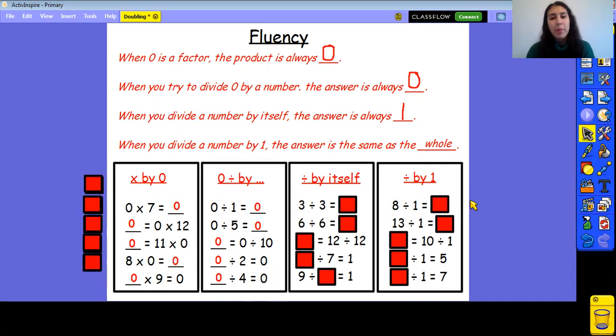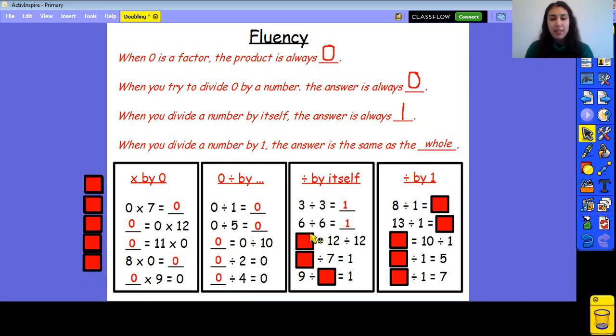Lovely. Let's have a look at what happens when we're dividing a number by itself. So 3 divided by 3. Well, when you divide a number by itself, the answer is always 1. So 3 divided by 3 equals 1. 6 divided by 6 equals 1.